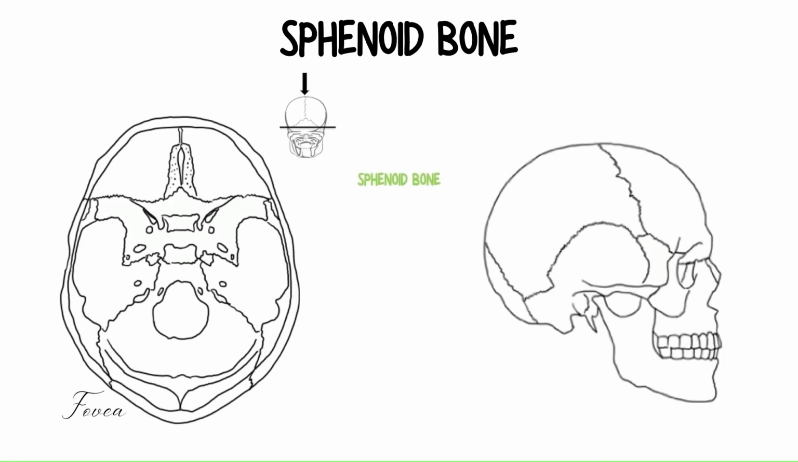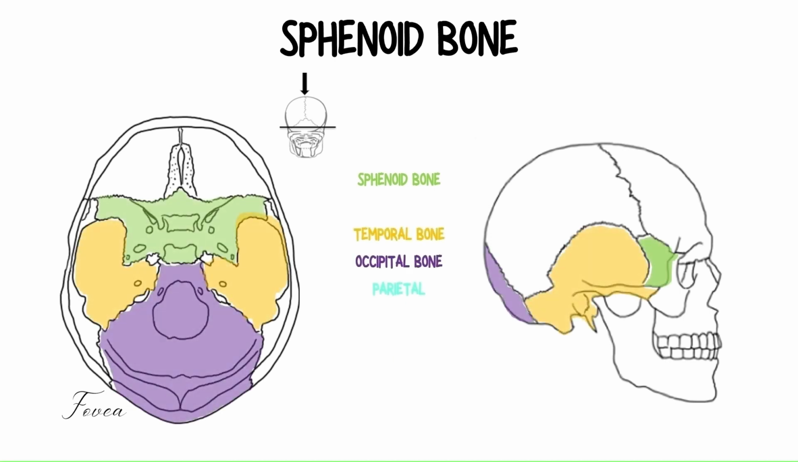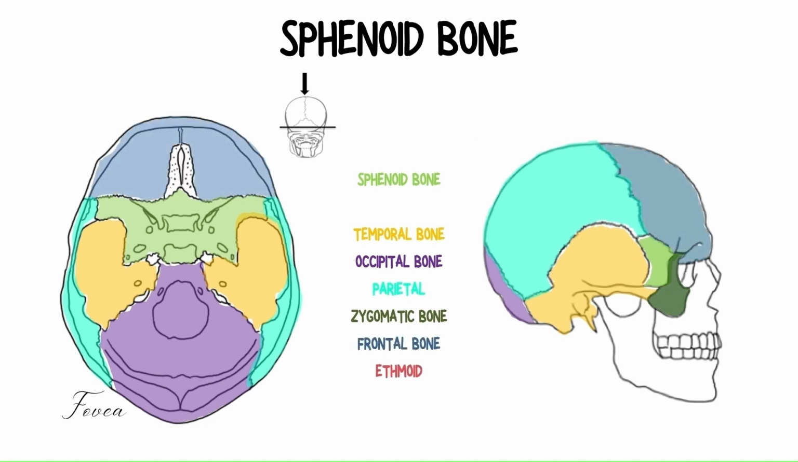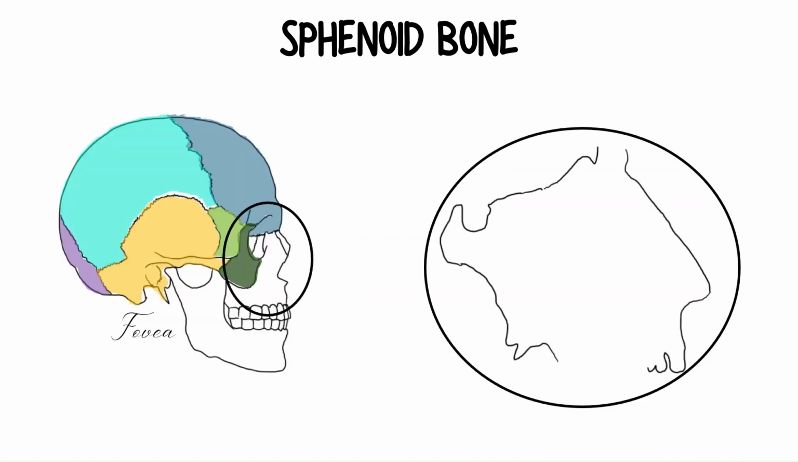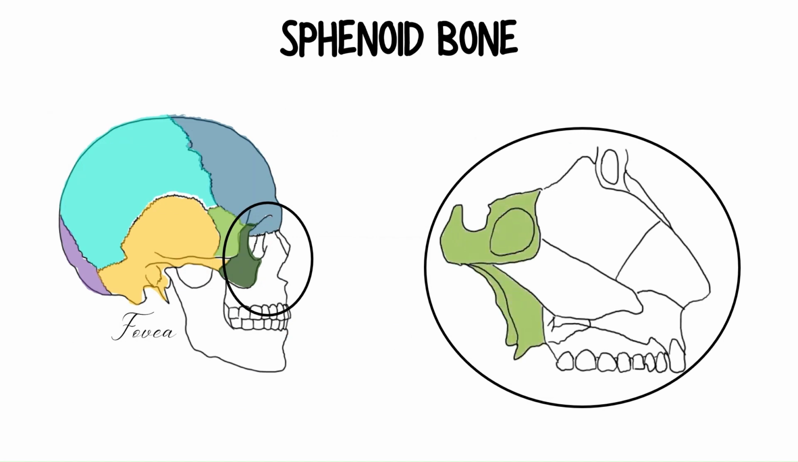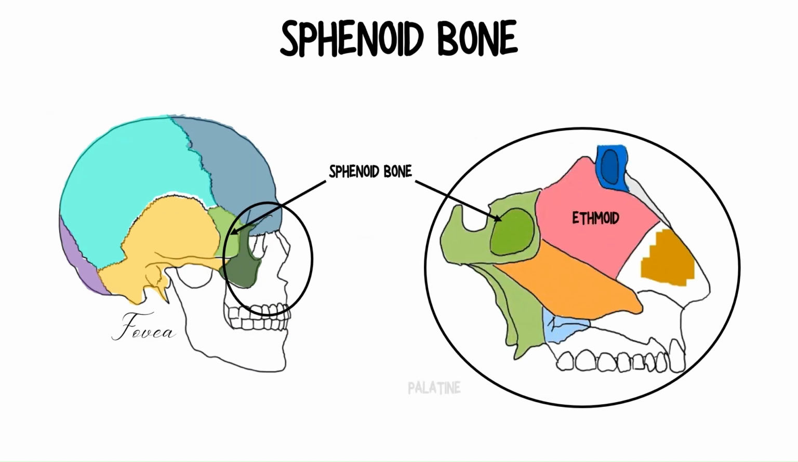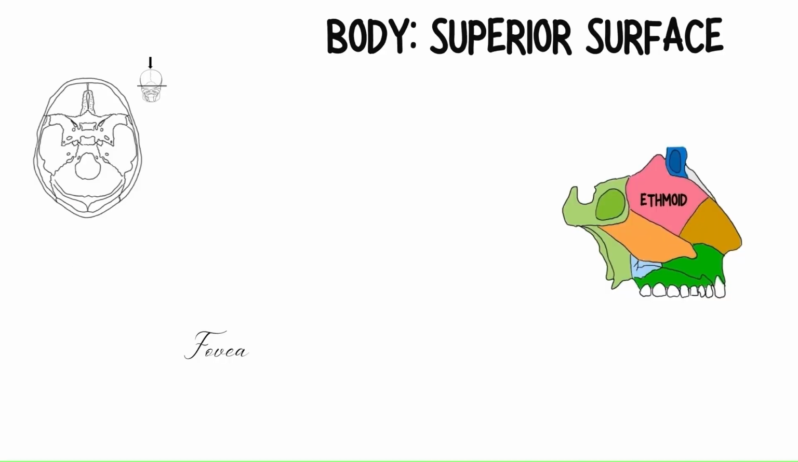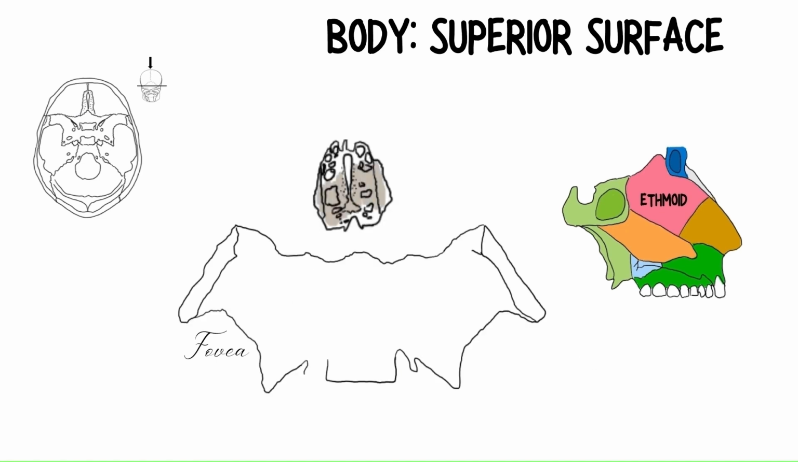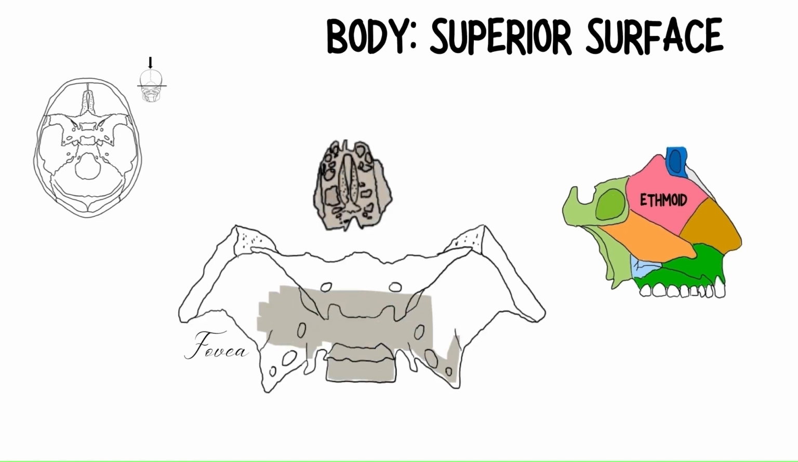The sphenoid articulates with the temporal bone, the occipital bone, parietal bones, zygomatic bones, frontal bone, and the ethmoid. The sphenoid helps to connect the neurocranium to the facial skeleton. In fact, from a sagittal view, we can see the joints that the sphenoid forms with the palatines and the vomer. The sphenoid bone is one of the 7 bones that articulate to form the orbit. Its shape somewhat resembles that of a butterfly or bat with its wings extended.